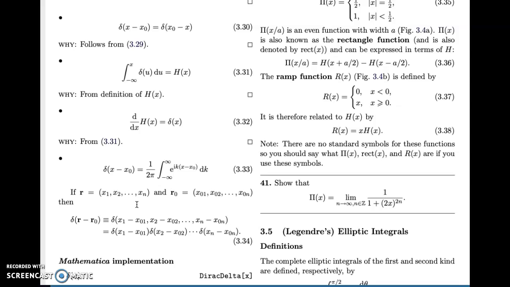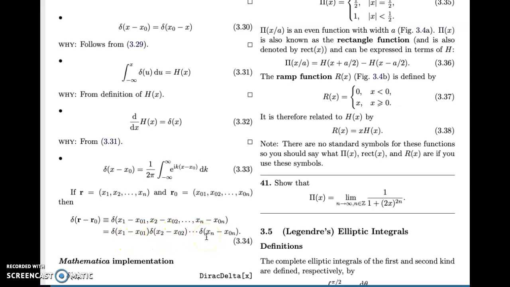And finally, we can have multi-dimensional delta functions. If we define R in n-dimensional space as x1, x2, up to xn, these are the variables in n-dimensional space. And it could be x, y, z, for example. And R0 is just some point in that n-dimensional space. Then we write delta of vector R minus vector R0, which you can also write as a series of x1 minus x1,0, the coordinates, is actually just the product of delta functions in each of the dimensions.